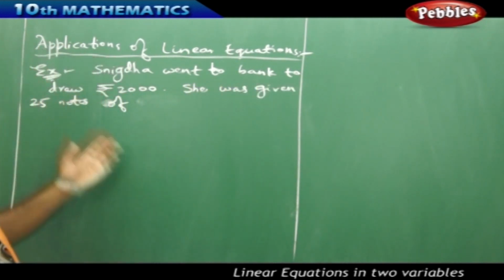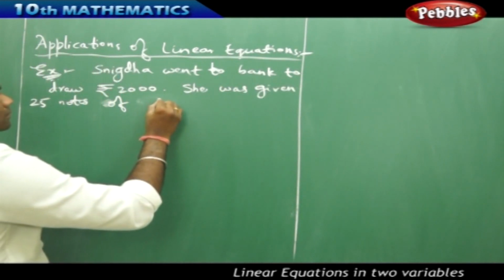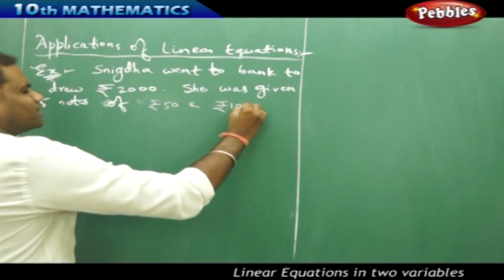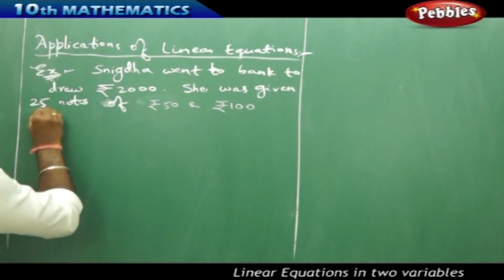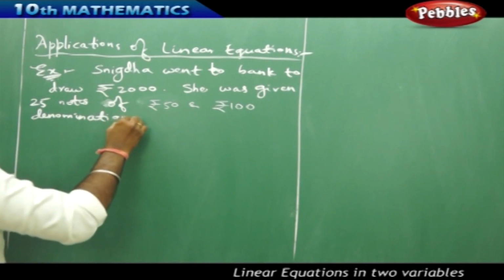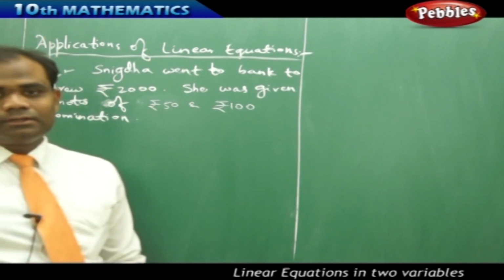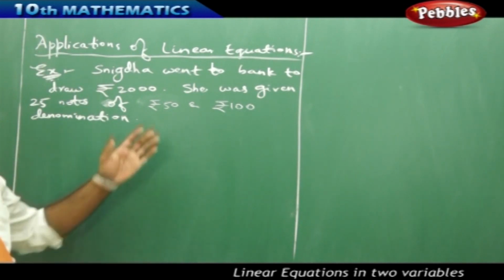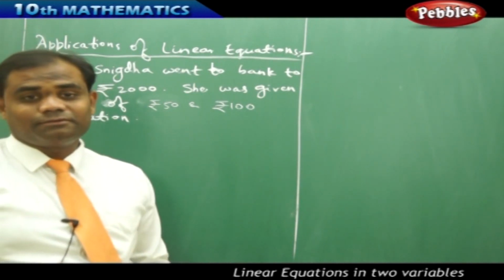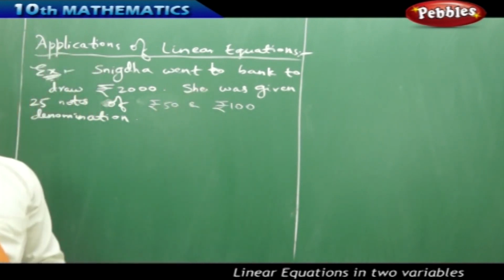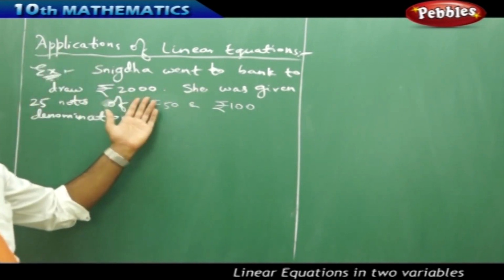She was given 25 notes of rupees 50 and rupees 100 denomination. Now here, the interesting part of mathematics used is I wanted to know how many 100 rupee notes and how many 50 rupee notes did Snigdha get from the banker. The total amount she is drawing was 2000 rupees.